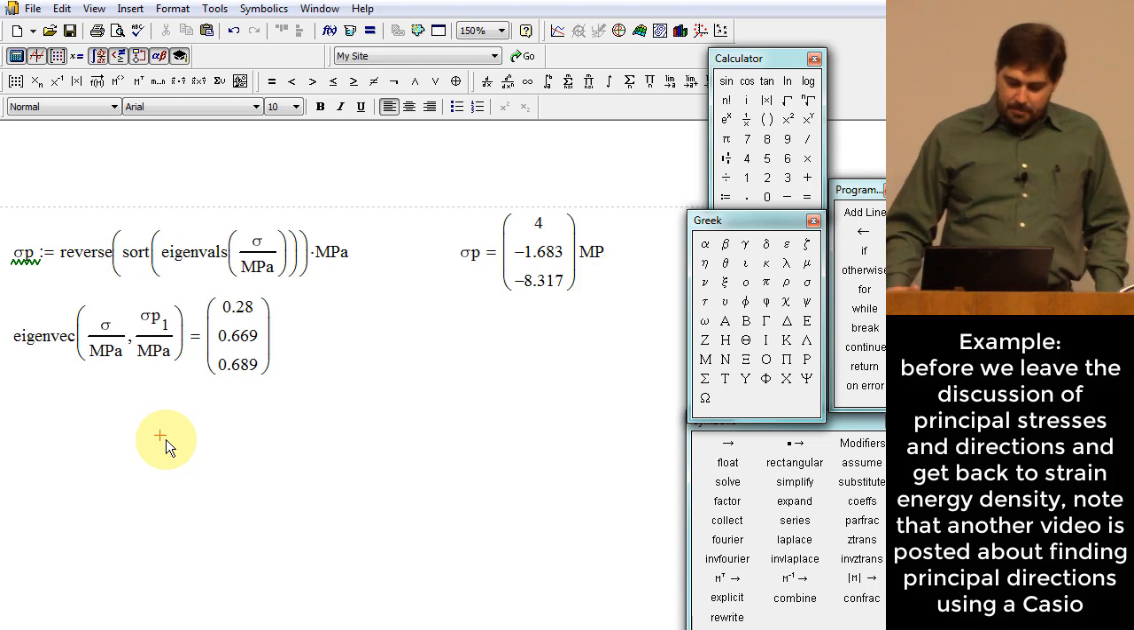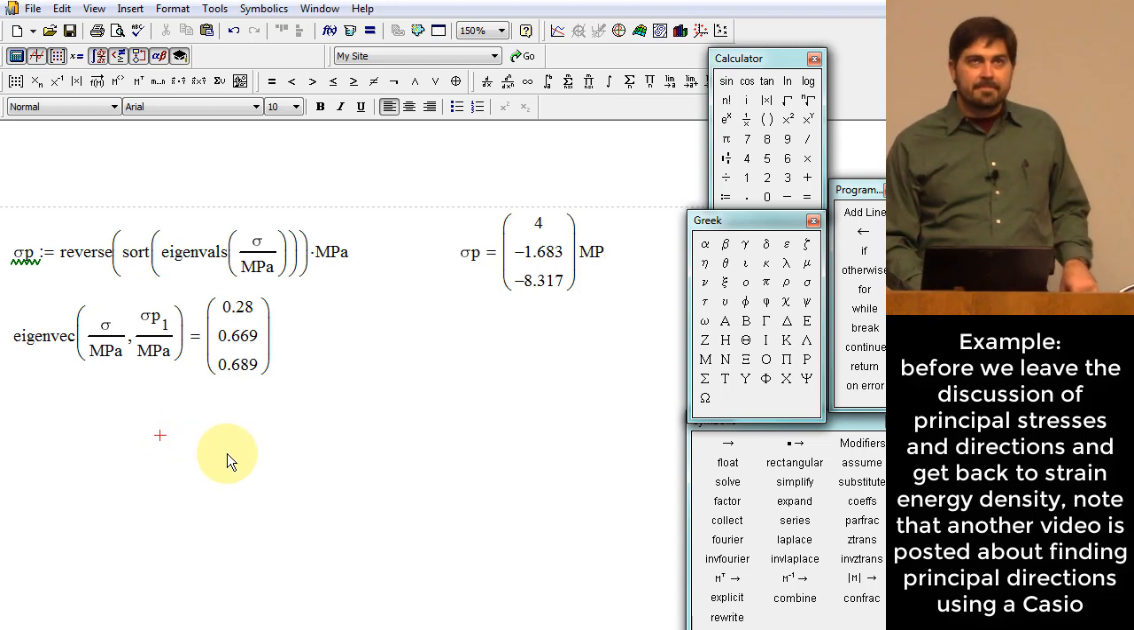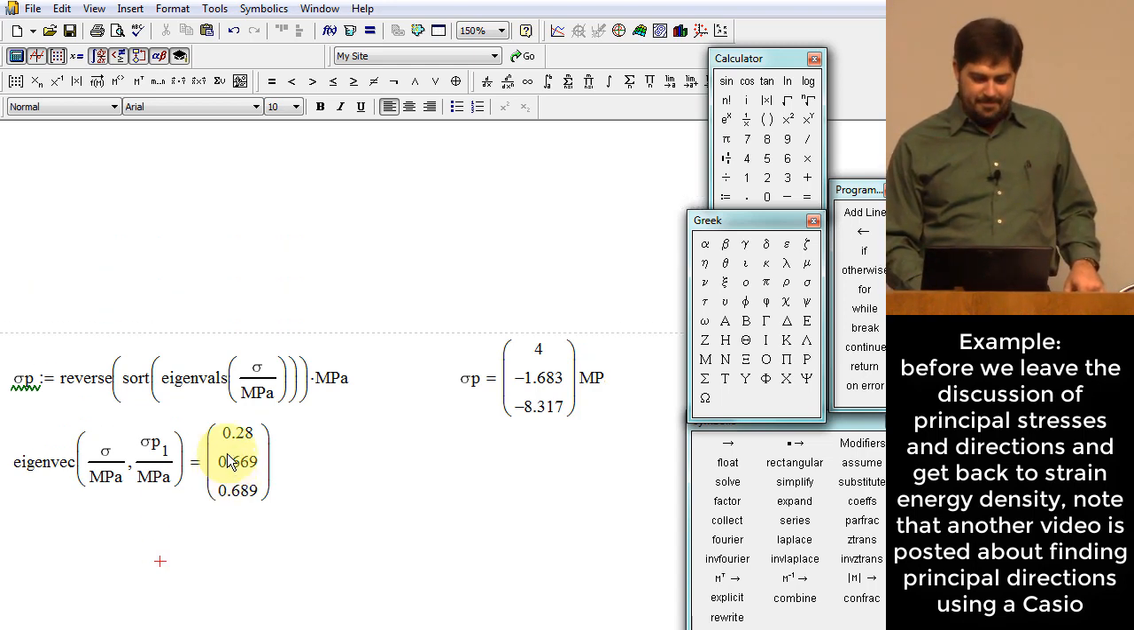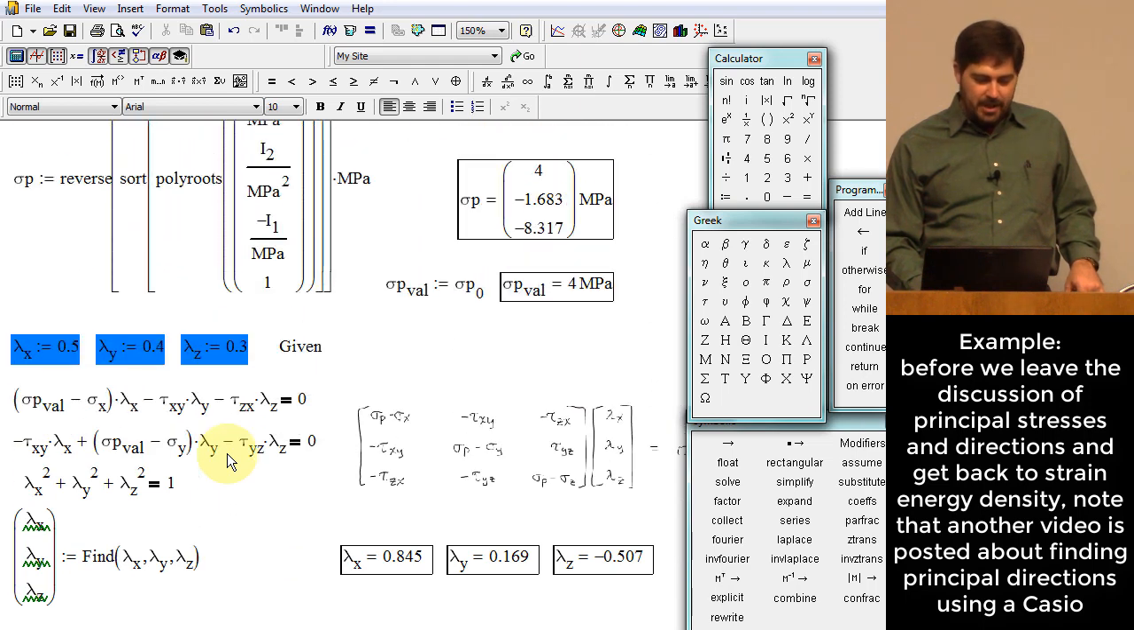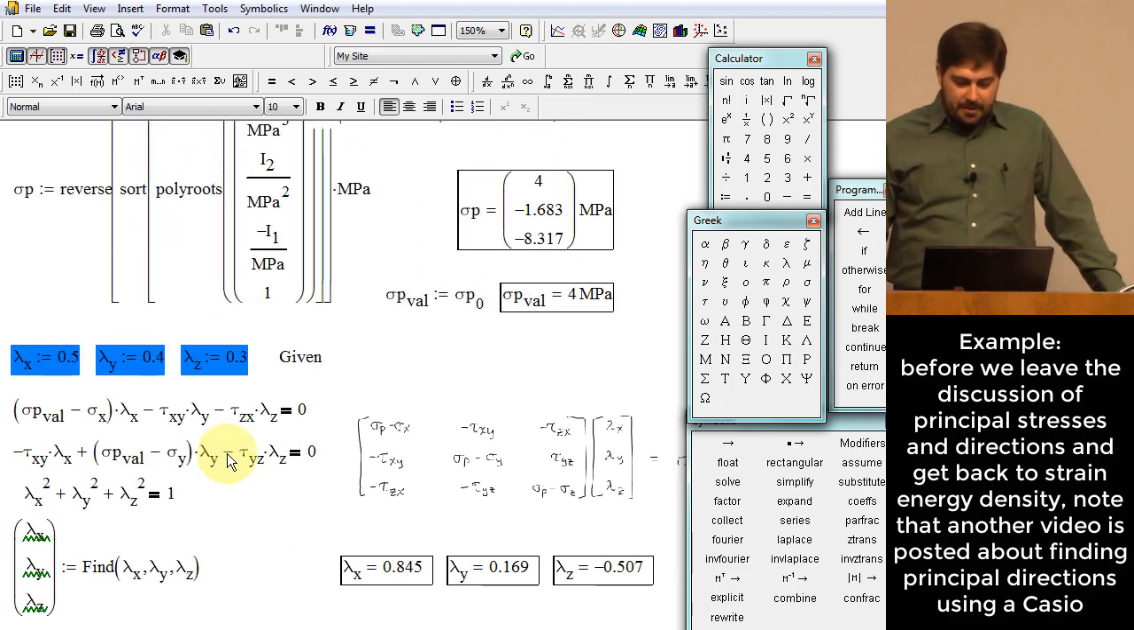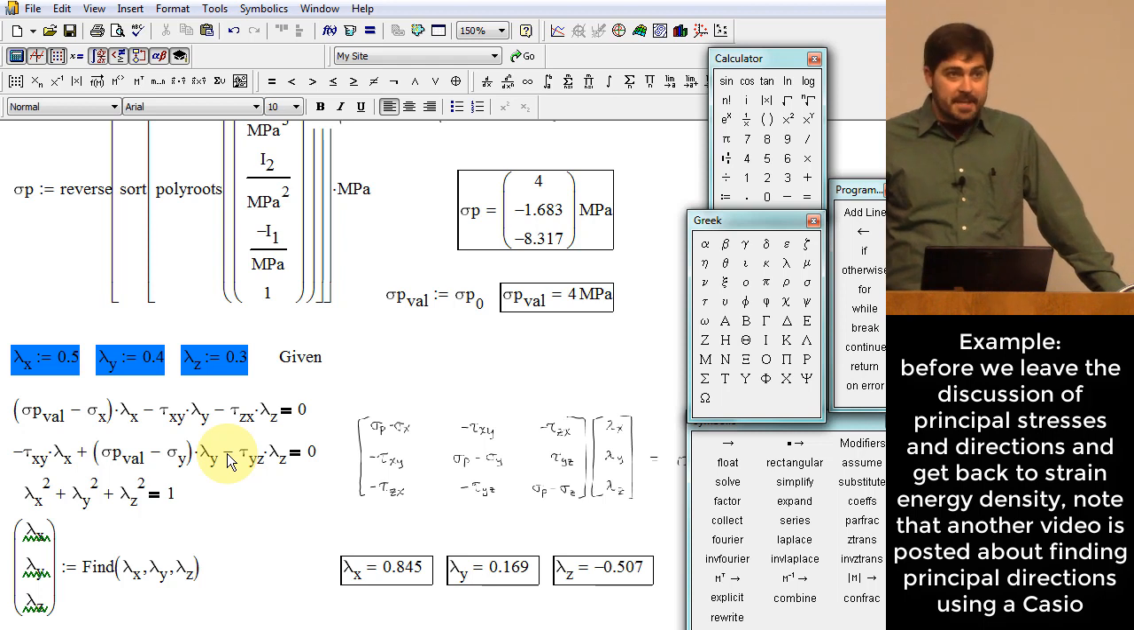All right, but this wasn't our entire problem, was it? No, we need the energy. We need our strain energy density, and then also the total amount of energy density. So we'll get back to that.